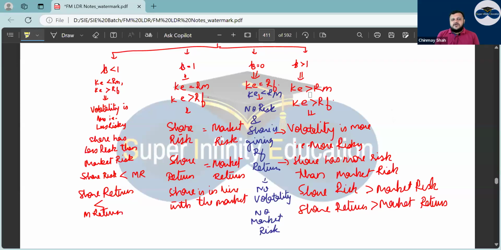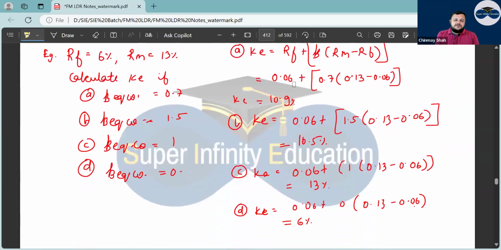If beta is equal to 1, K is equal to RM, then share risk is equal to market risk, share return is equal to market return, and the share is in line with the market. If beta is equal to 0, then K will be equal to RF because there is no risk at all, correct? Beta 0 means no market risk. If beta is greater than 1, then there is more volatility, more risk. Share has more risk than market. K will be greater than RM. Share risk is greater than market risk. Share return is greater than market return, correct?